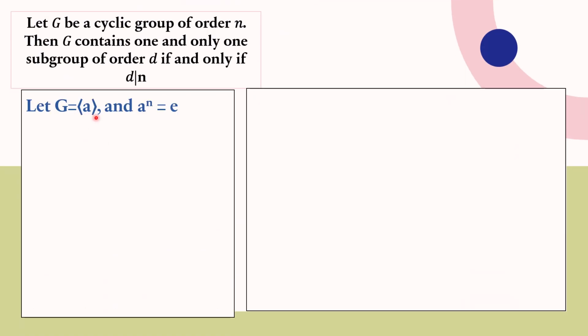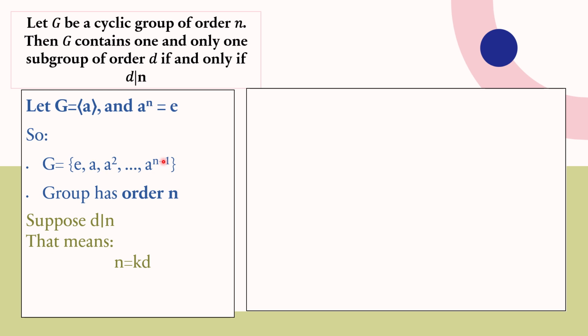Let G be generated by a, and a to the n is equal to e. This is what we are saying according to the theorem: there is a cyclic group of order n. So we will write it in notation form. G is generated by a and a raised to n is equal to e. So G is equal to, according to the cyclic group definition, e, a, a squared, and so on till a raised to n. This group has the order n. This is what is given to us in the theorem.